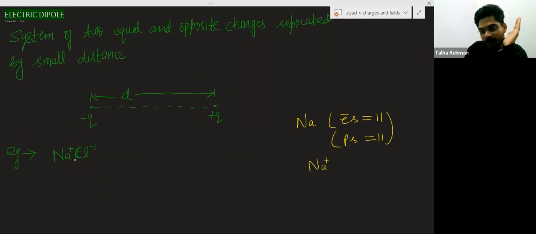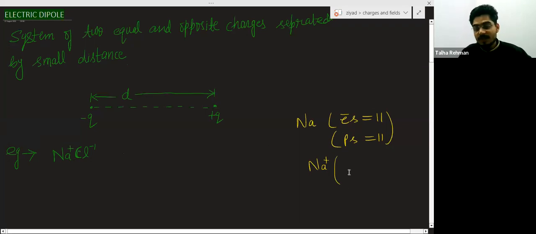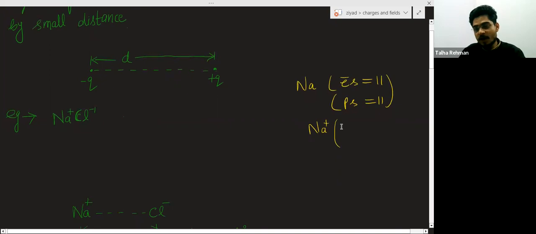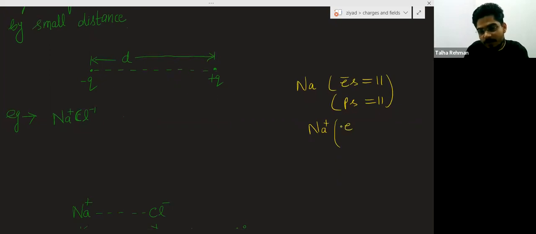It will remove. It will have how many electrons now? It will have 10 electrons. Earlier it will have 11 electrons and 11 protons. And how many protons are there? Protons will remain the same, 11 protons.